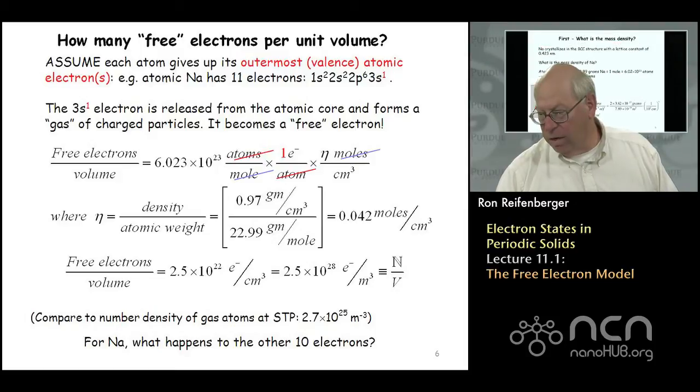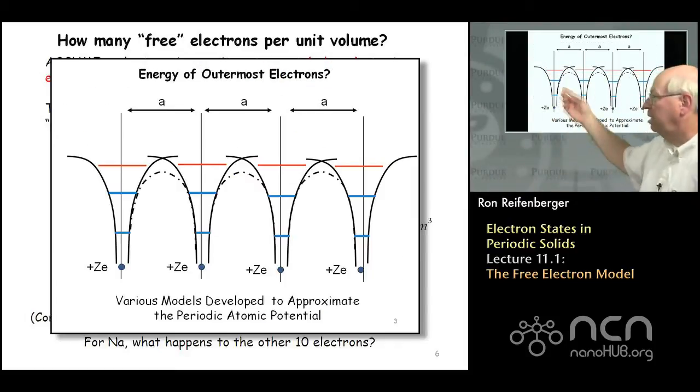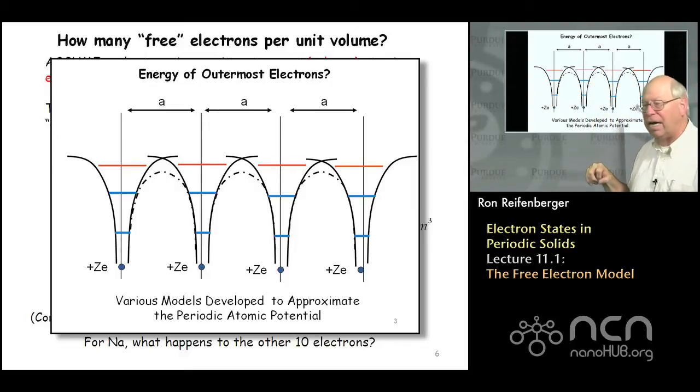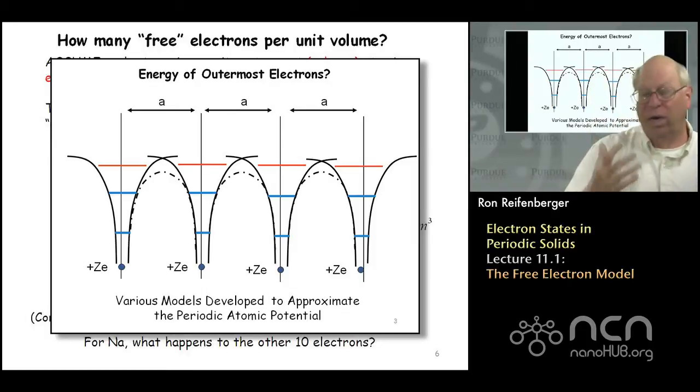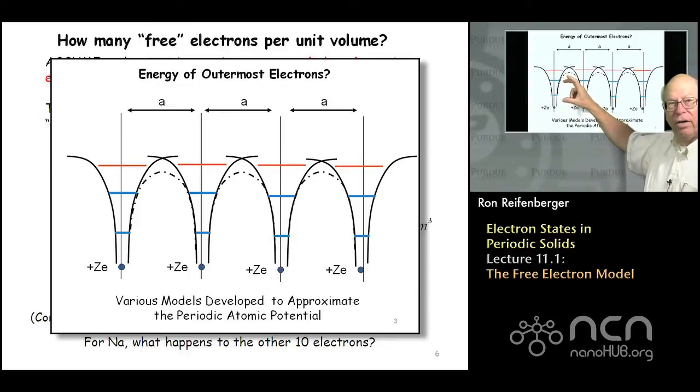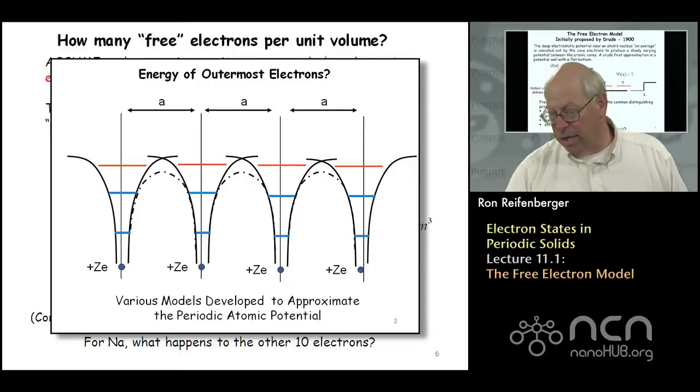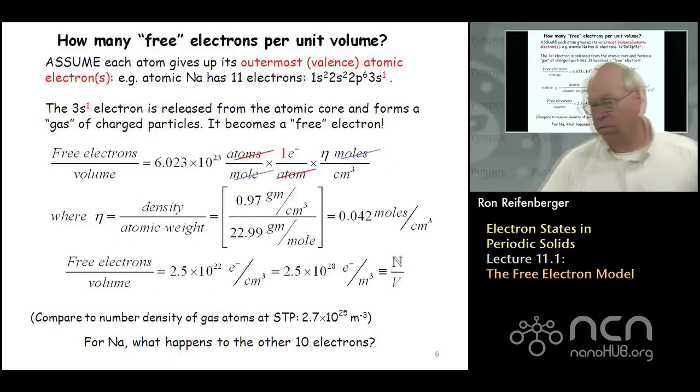That 3s1 electron is represented by these red lines here. This is the weakest bound atomic electron. These other electron states are called the core states. They're tightly bound to the nucleus of the sodium atom. But these electrons up here are going to be free to move around, and those are the only ones we refer to as free electrons. These down here are still bound. They're not free to move. It's just the topmost energy electrons that are free to move.